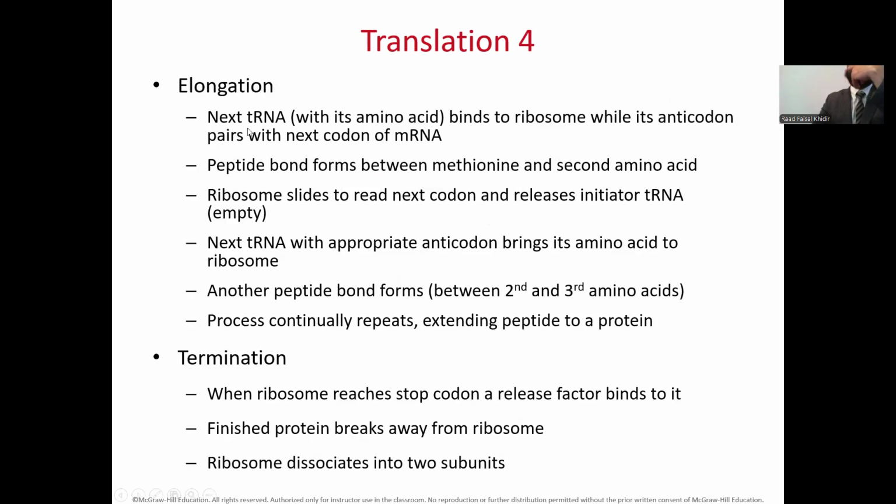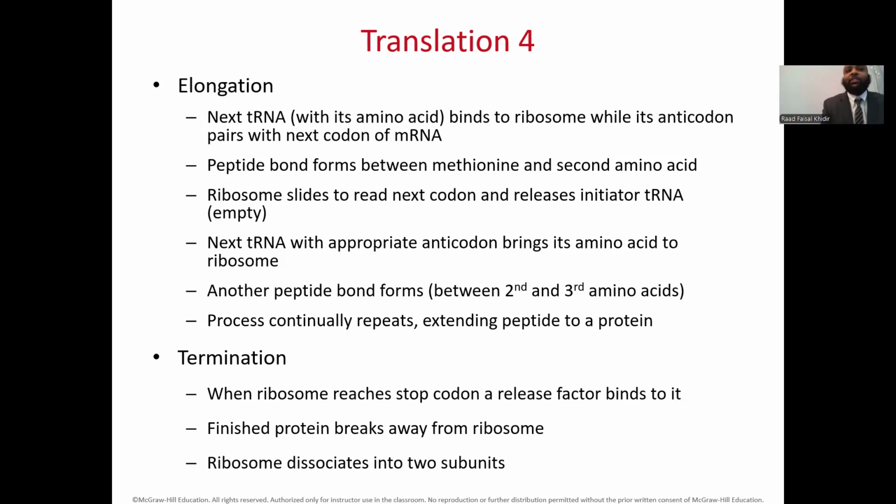Elongation. So next, the tRNA with its amino acid is going to bind to the ribosome, while its anticodon is going to pair with the next codon of the mRNA. The peptide bond is going to form between methionine and the second amino acid. The ribosome is going to slide to read the next codon and release its initiator tRNA. So that's the second step after initiation: you're going to have elongation. The process continually repeats, extending the peptide to a protein.